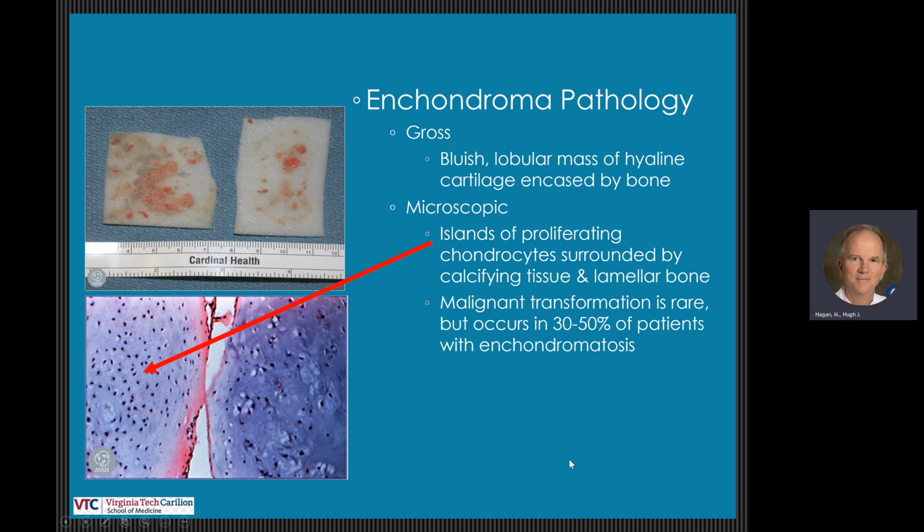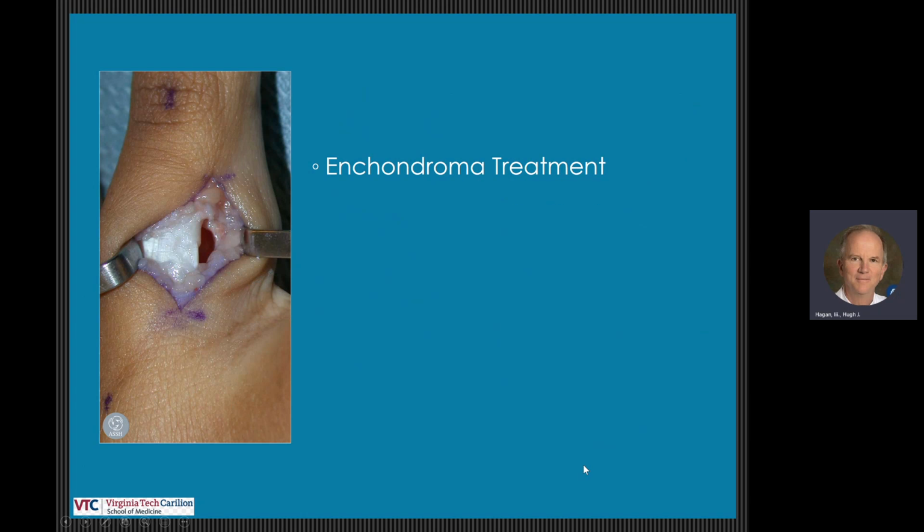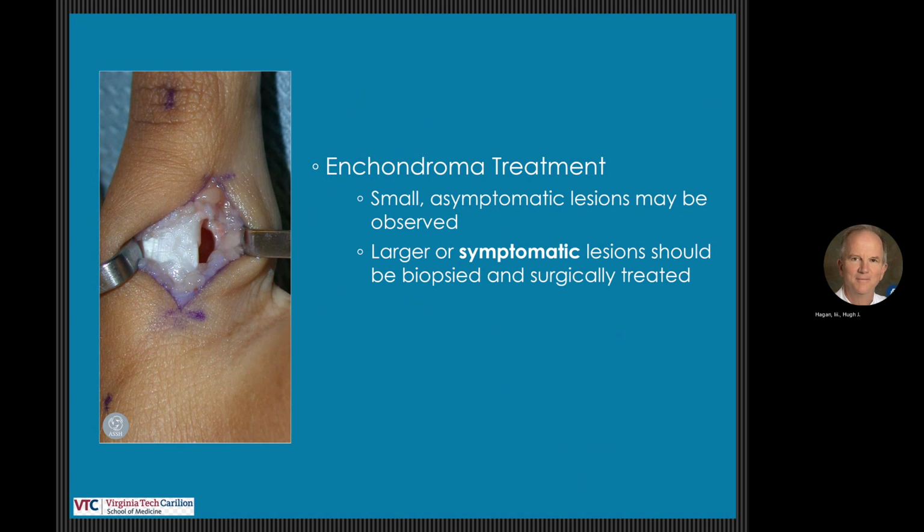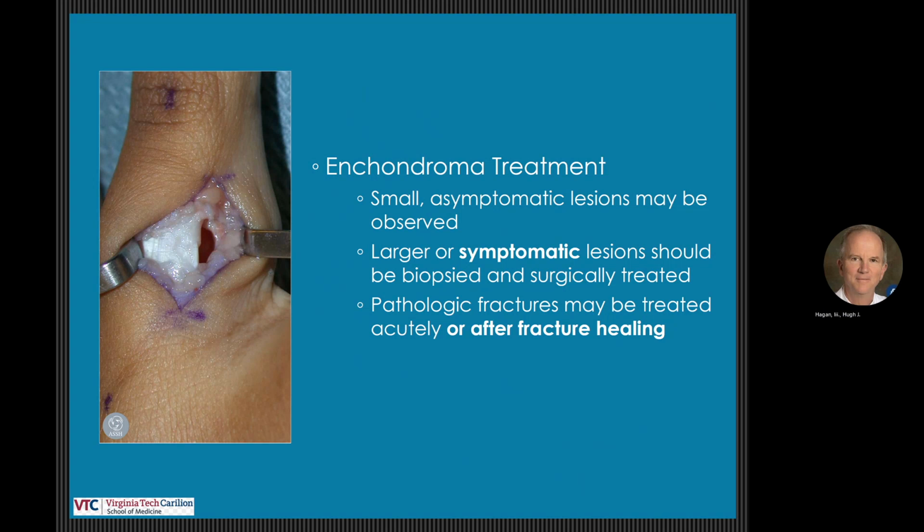Malignant transformation of an enchondroma is extremely rare unless you have a patient who has enchondromatosis. And there's about a 30 to 50% chance that at some point in their lifetime, they'll develop a chondrosarcoma. Treatment of enchondromas: generally small asymptomatic lesions can be observed unless they produce a problem. Larger or symptomatic lesions can be surgically treated, and pathologic fractures associated with these lesions can be allowed to heal prior to treatment of the tumor itself.